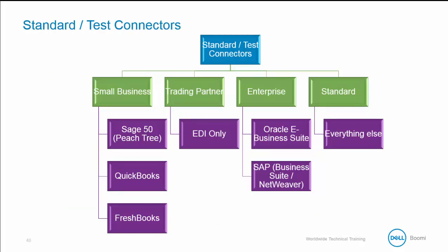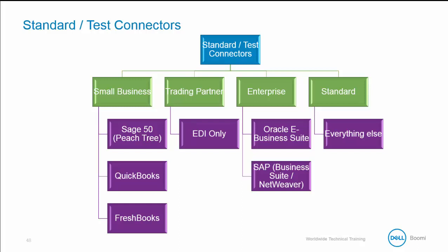Now, as I mentioned in the previous slide, there are two connector classifications, standard and test. Within the two classifications, there are four major connector types. They are small business, trading partner, enterprise, and standard. Let's examine small business first. There are three small business connectors: Sage 50, which is Peachtree, QuickBooks, and FreshBooks.